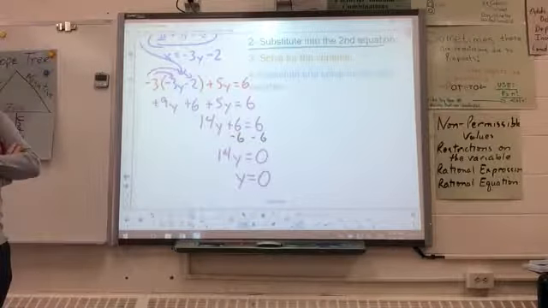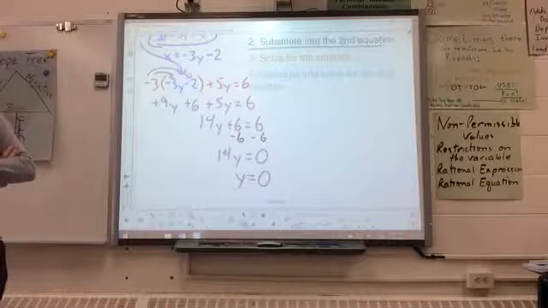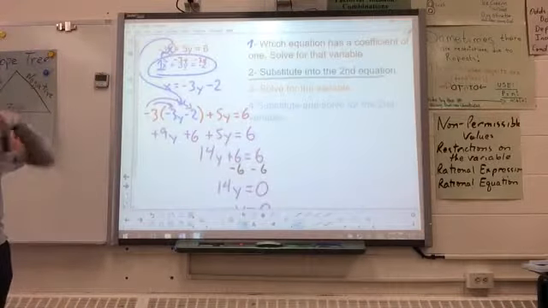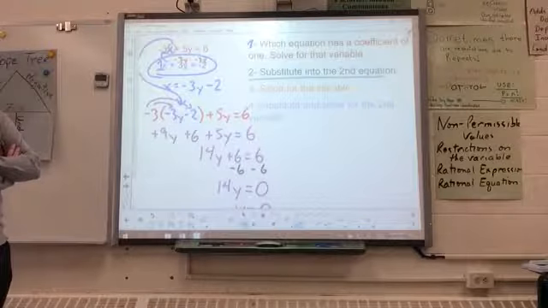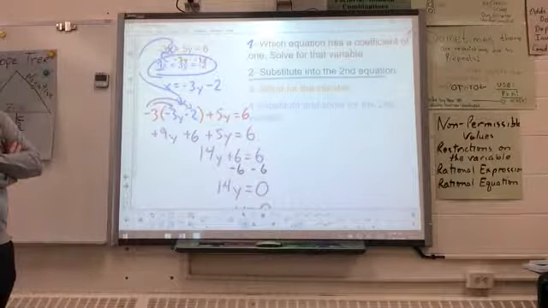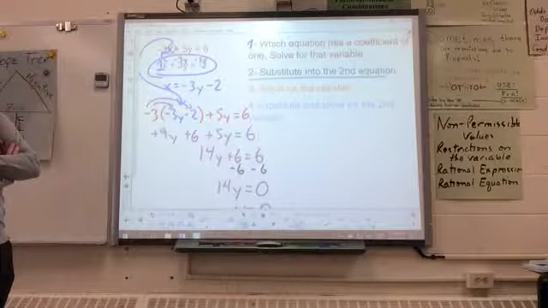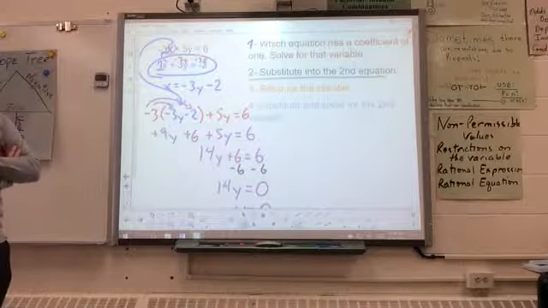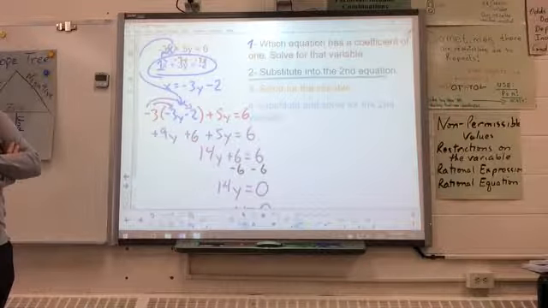So how come y equals zero now? What's 14y? How do you get rid of times 14? What's 0 divided by 14? So y is 0. What's x? You divide both sides by 14.